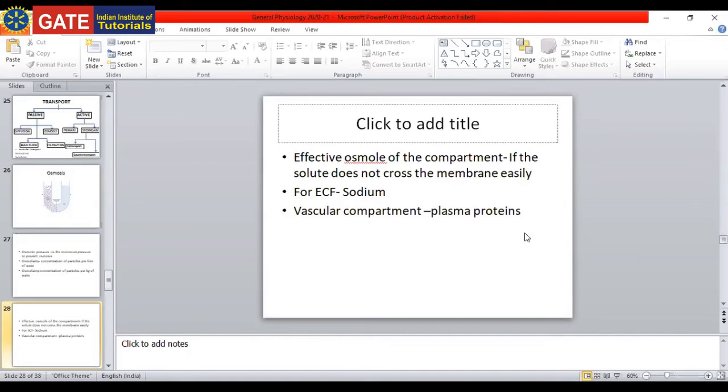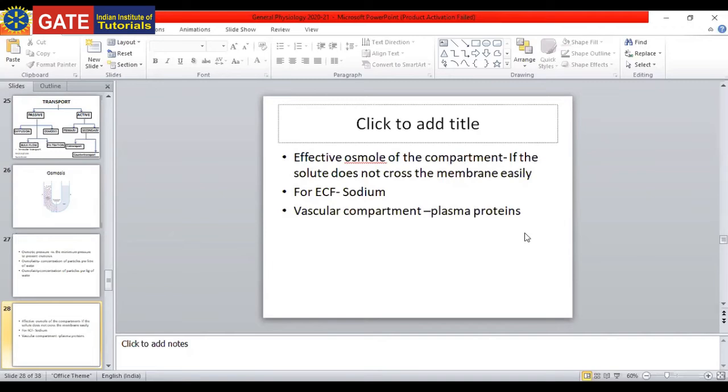Now, what is more in the ECF? You tell me. The sodium. Okay, why is it more in the ECF? Why didn't it go to the ICF? Because of the water of hydration, you said. Yes, which means it is not easily crossing the permeable membrane, which keeps the ECF compartment with more of sodium.